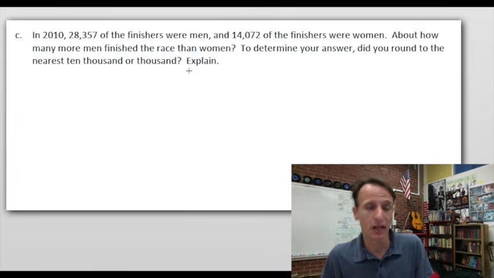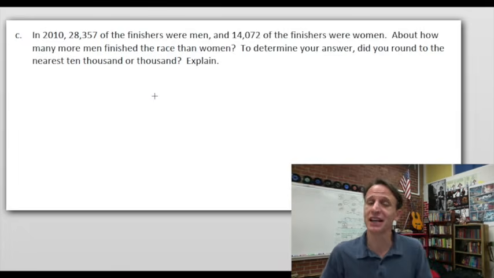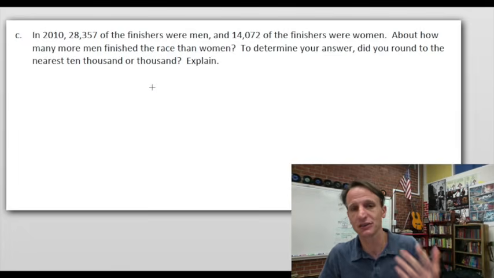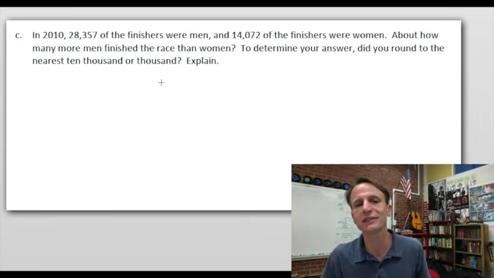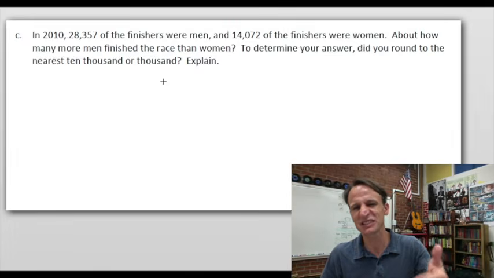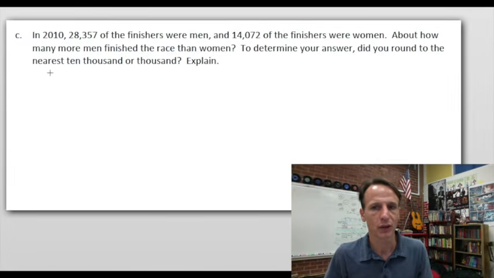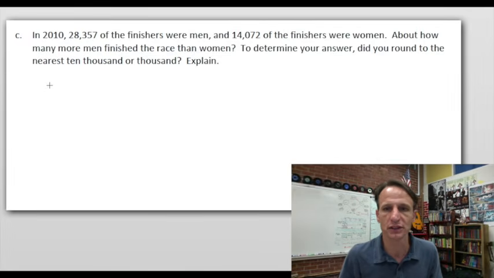And explain. Well, now you see why back in part A I insisted on rounding to the nearest 1,000, because again here you can look at it and say, if we round to the nearest 10,000, that 14,000 we could see right off would round down to 10,000, and that's a 4,000 runner jump. And so you're not going to have much accuracy there. We want to round to the nearest 1,000 here to get a little bit more accuracy in our answer.